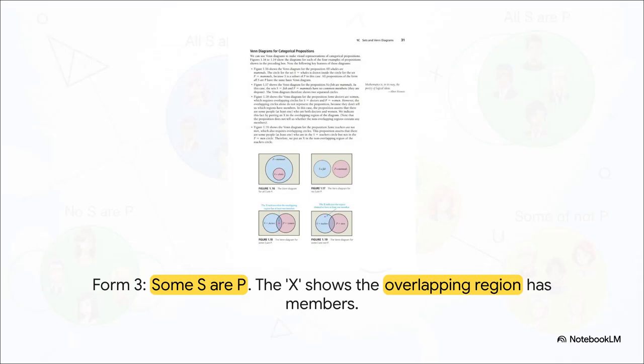Okay, now we move to claims about some things, not all things. Form 3 is some S are P. For example, some doctors are women. Now look closely at the diagram. The circles overlap, sure, but that just shows it's possible. The X is the most important part. That X is like planting a flag. It asserts that, yes, there is at least one real person who is both a doctor and a woman.